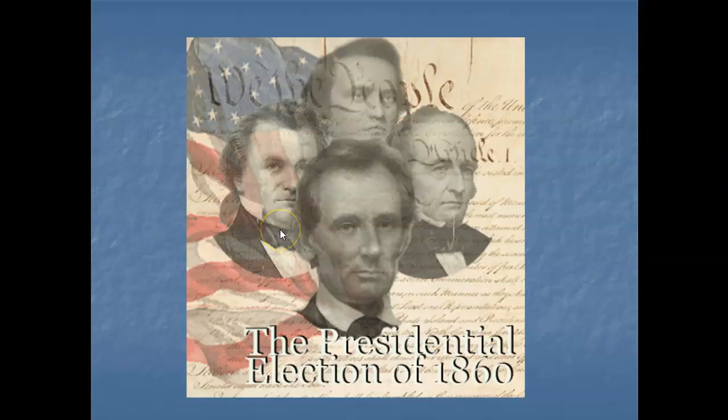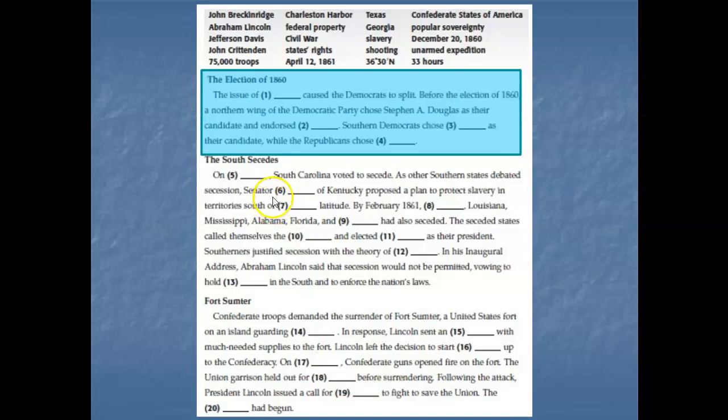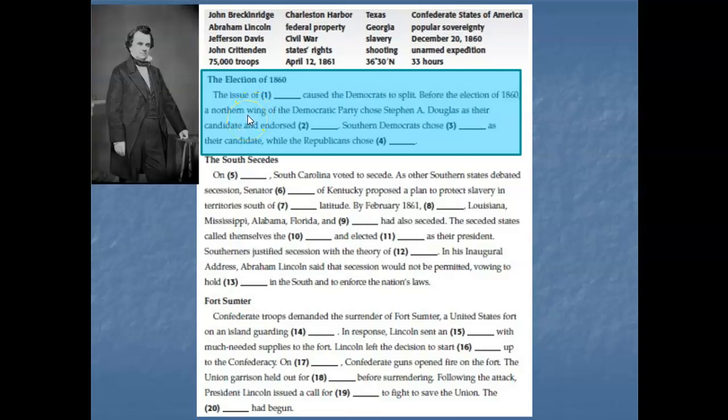The first part talks about the presidential election of 1860, and I'm going to cover this quickly because we've already gone over it. As we look at this first box, I have not highlighted the answers as I'm going to on the rest of the sheet, but the issue of slavery caused the Democrats to split. Before the election of 1860, the northern wing of the Democratic Party chose this man, Stephen Douglas, and they endorsed the issue of popular sovereignty.